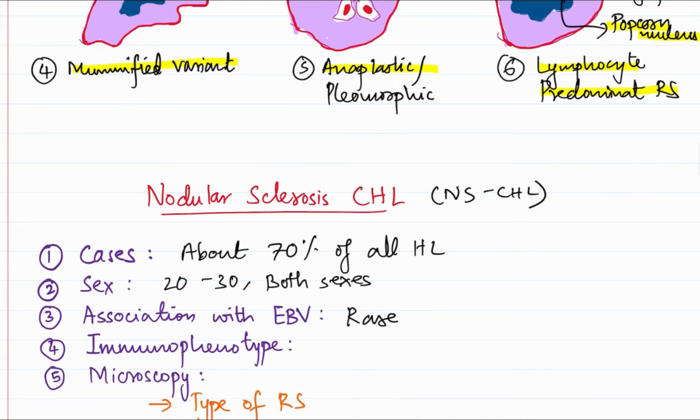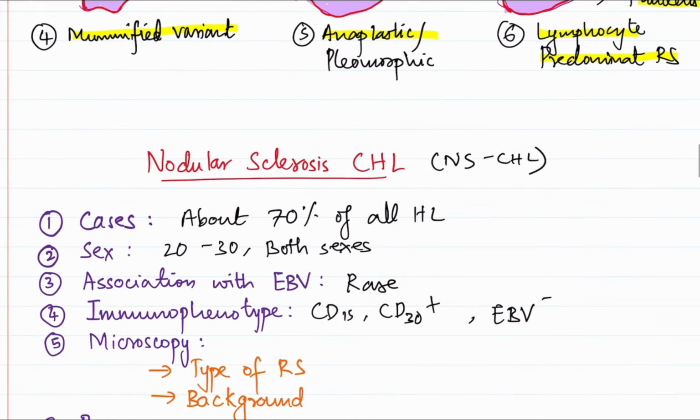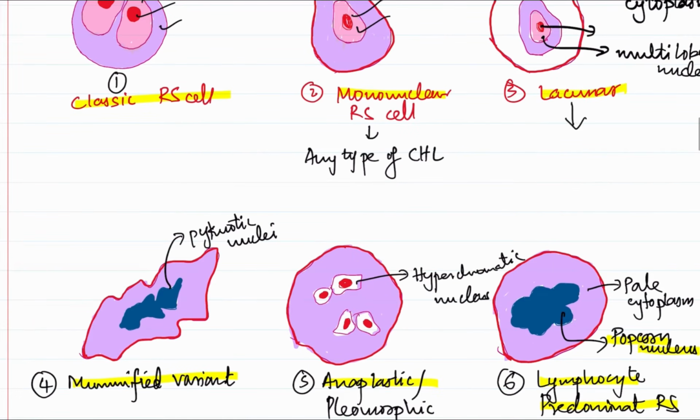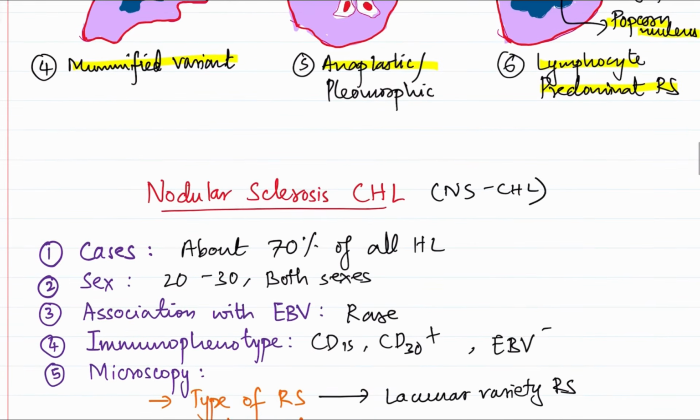Then we'll discuss the immunophenotype. So the RS cells will be CD15 and CD30 positive. And usually they will be negative for EBV. As we have said, they are rarely associated. And in microscopy, we'll discuss the type of RS cell which is seen. Usually the lacunar variety is seen. So this is our lacunar variety. So we can say that they are found in nodular sclerosis CHL.